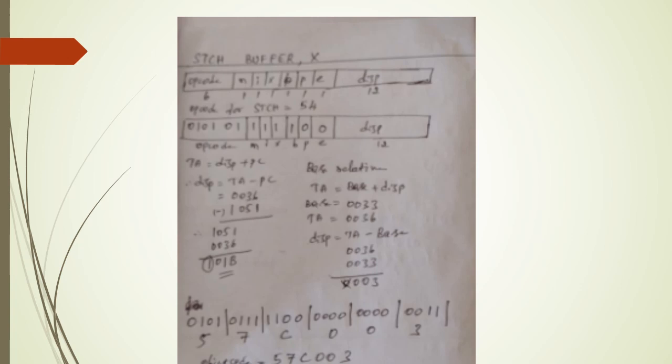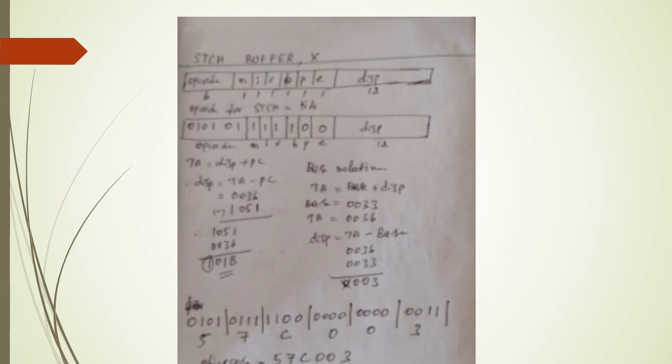The binary equivalent of 5 is 0101, and 4 is 01 because the length is only 6 bits. Here it is neither immediate nor indirect, therefore n and i are 1. And comma x is index addressing, so the x bit is also set to 1. Now here we have set the b bit to 1, the p bit to 0, and the e bit is 0.